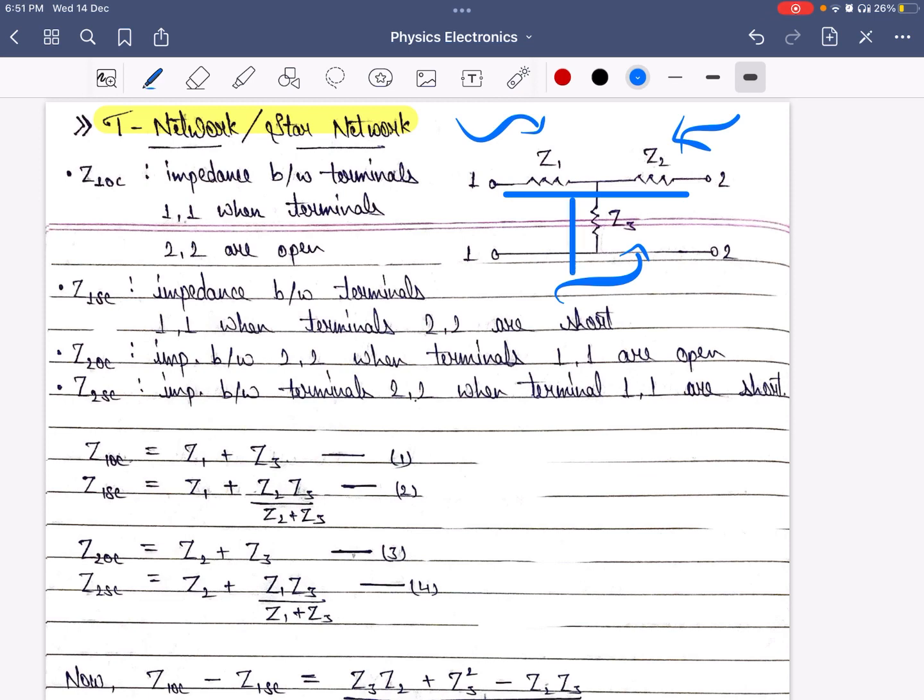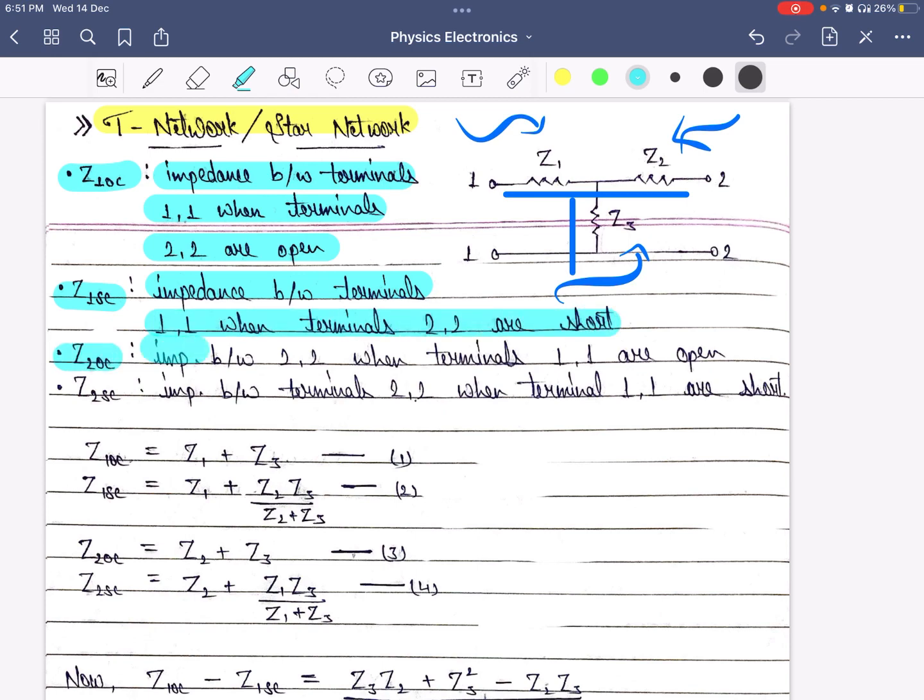Firstly, we will talk about some terms which will be used later on. Here OC means open circuit and SC means short circuit. So Z1OC, it is the impedance between input terminals 1-1 when output terminals 2-2 are open. Z1SC, it is the impedance between input terminals 1-1 when output terminals 2-2 are short.